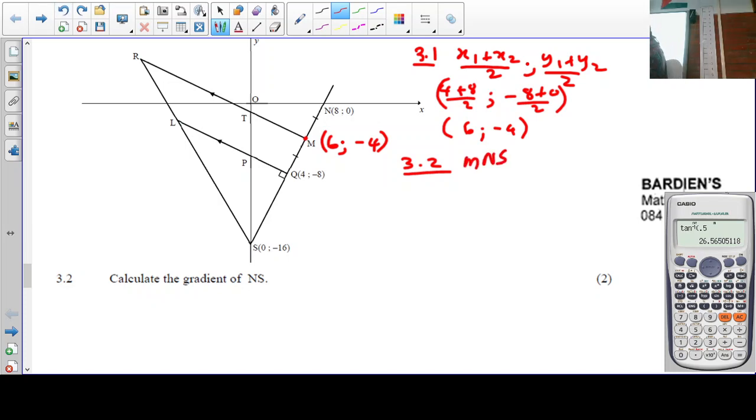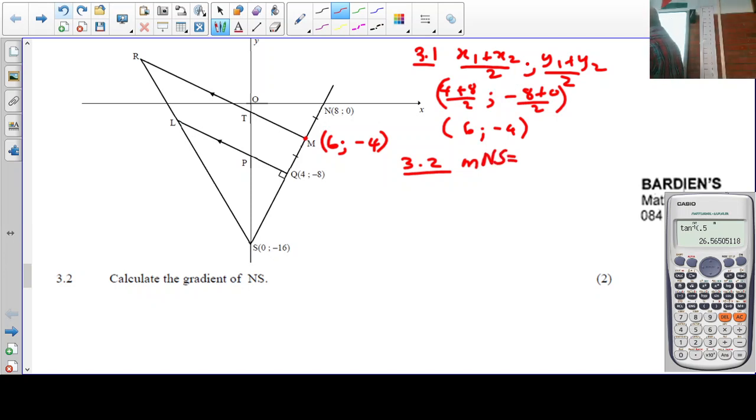Remember, if I work out the gradient of NS, it's the same as working out the gradient of QM, which is the same as working out the gradient of SQ, and so on and so on. Why is that the case? Because these points are on the same line. What do we call that? Collinear. If points lie on the same line, it is collinear. And if they ask us to prove things are collinear, we prove that the gradients are equal.